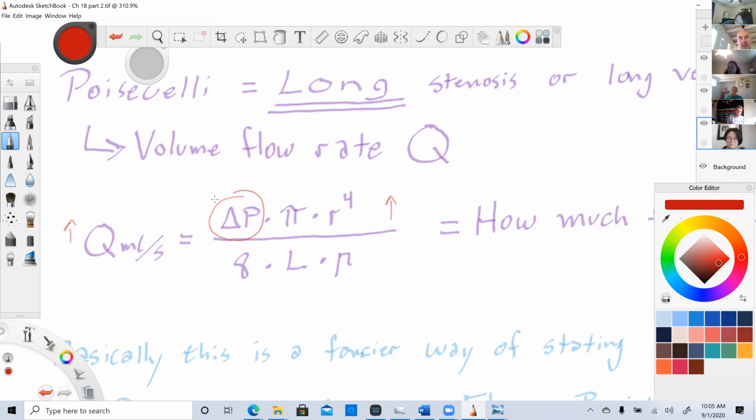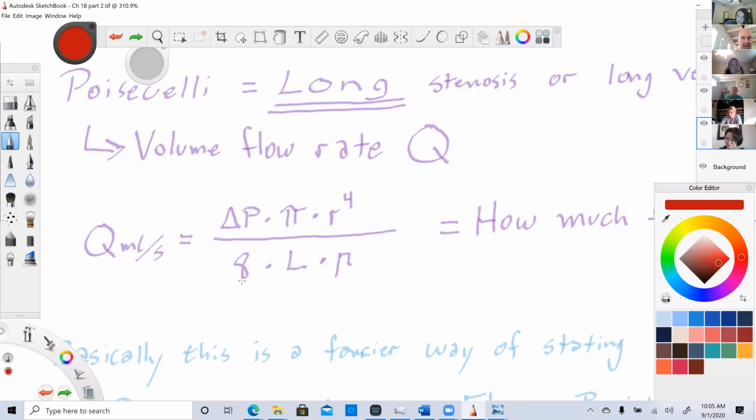Pi is pi. Radius, if radius goes up, volume flow goes up. And this is significant. The number 4 here means to the 4th power. So a small change in the radius of a vessel can make huge changes to volume flow. So that's the significance. That's probably the biggest significance of this equation, r to the 4th.